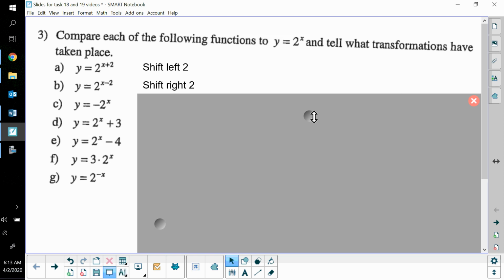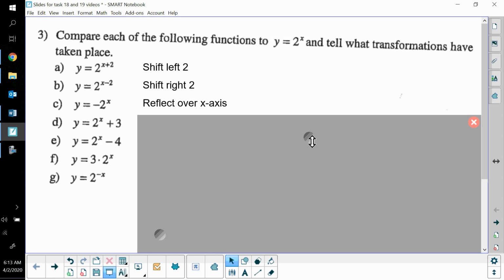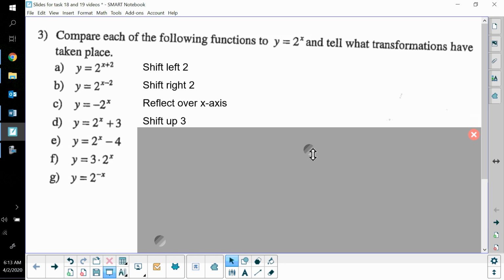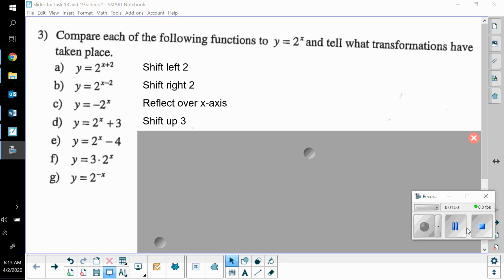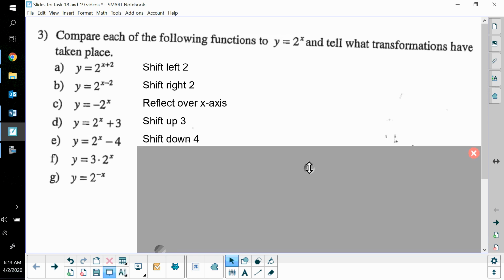If you have a minus out in front, that's going to reflect over the x-axis. Adding something on the end will shift it up. So this is going to be a shift up 3. And then if we're subtracting at the end, that's a shift down. So we have shift down 4.